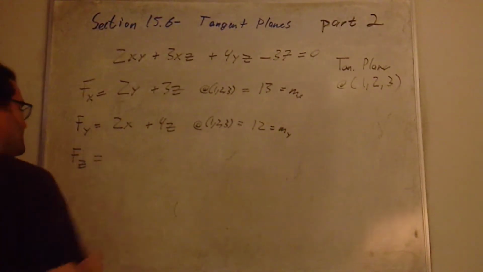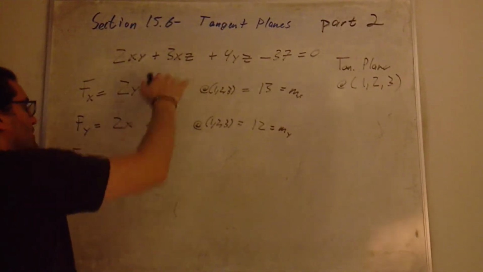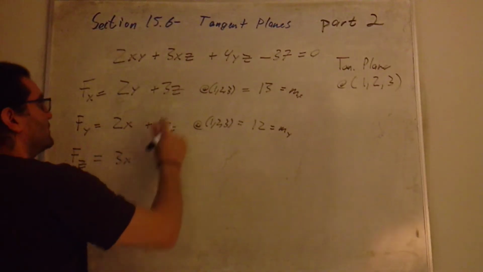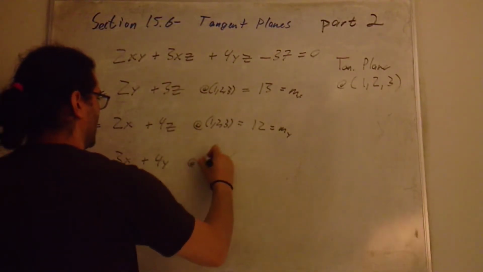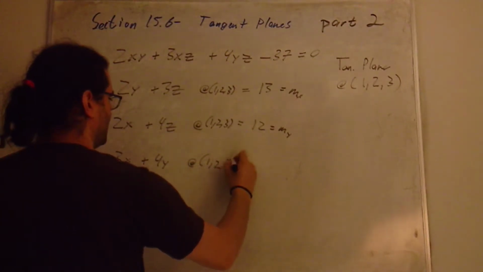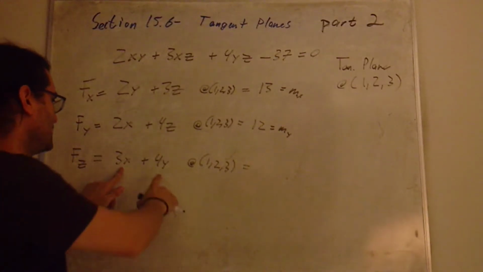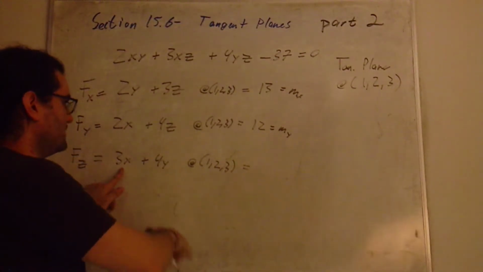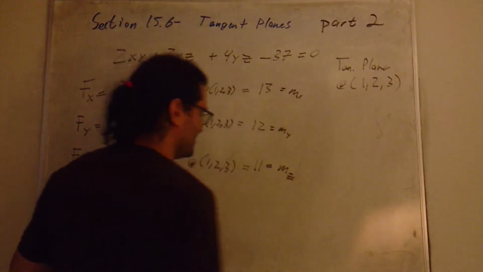And now I need a third one. The partial with respect to z should be 0 plus 3x plus 4y. And I evaluate that at 1, 2, 3, and I get 3 plus 8 is 11. This is mz. So now I have 3 slopes.